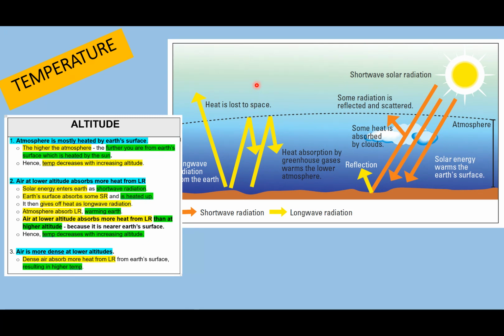Another point to note is air is more dense at lower altitude. Dense air absorbs more heat from long-wave radiation from the Earth's surface, resulting in higher temperature.